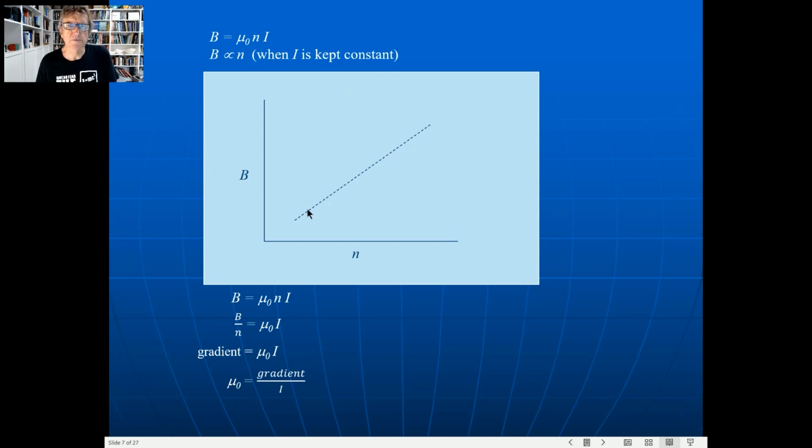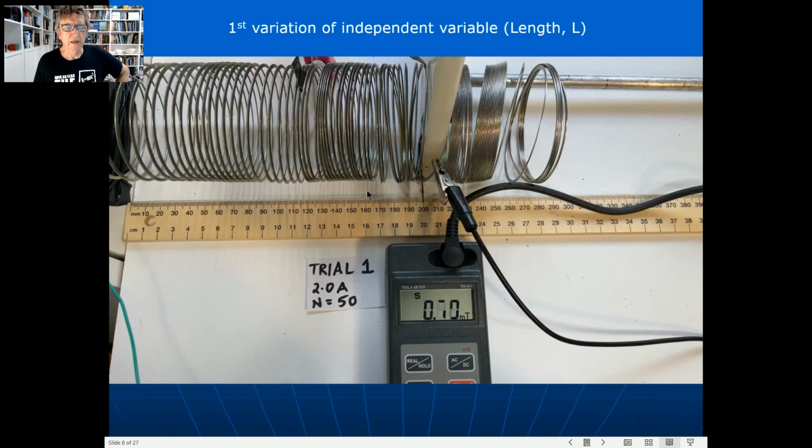So you just do this prac, measure the gradient, divide by the current, which is 2, and you end up with mu 0. Now hopefully it'll be close, 1.26 by 10 to the negative 6. That's what you'd aim for. And as long as it's within a few percent of that, you can consider it fairly successful. Okay, so here's my first setup.